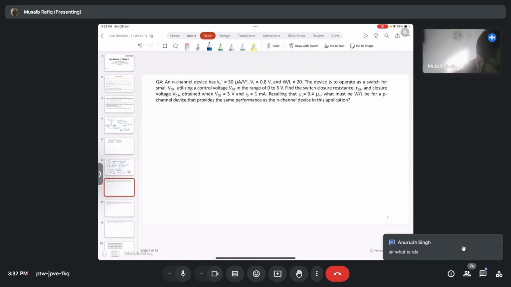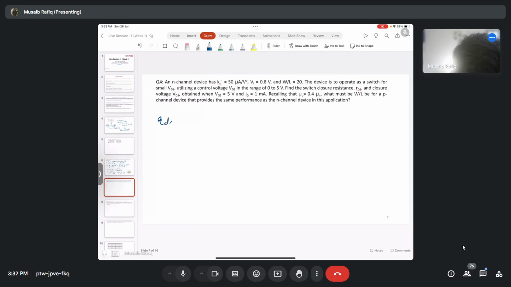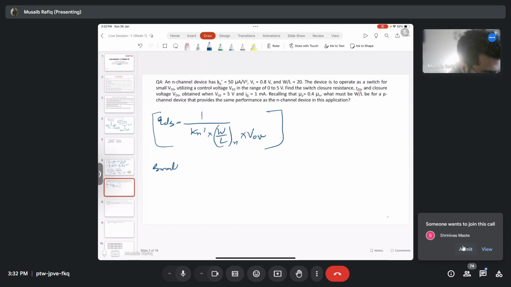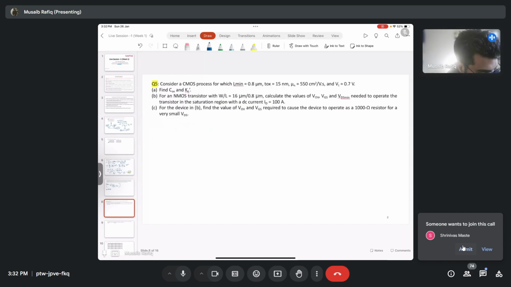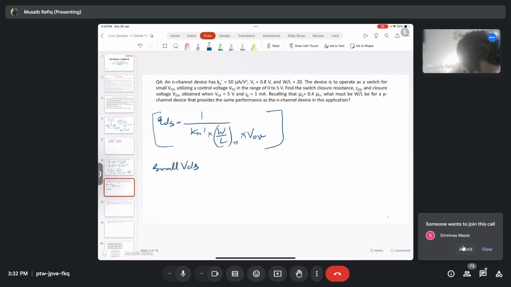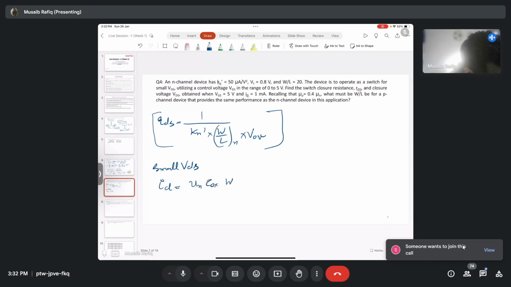So I'll show you what RDS is. RDS is defined as 1 by Kn bar W by L n times the overdrive voltage, right? Basically, how this expression is arrived at. When we have small VDS, my drain to source current ID is equal to mu n Cox W by L times VGS minus VT times VDS.